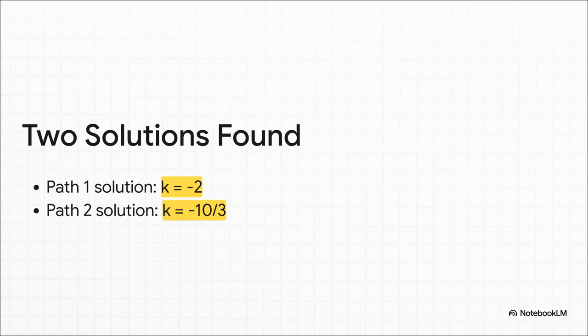And now for the easy part, step 3, solve. If you follow that first path and solve for k, you get -2. If you follow the second path, you get k equals -10/3.